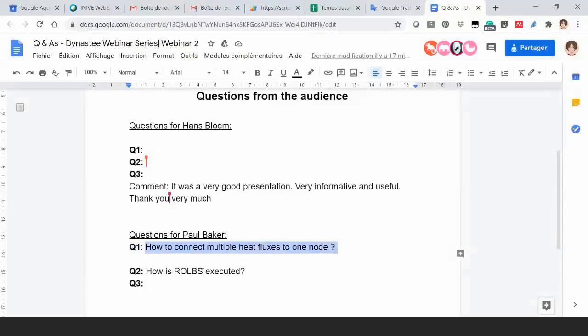How to connect multiple heat conduct fluxes to one node? Not easy. It depends really on what they are. Do they act together? You would maybe have to have more than one node, which are connected by very high fixed conductances.